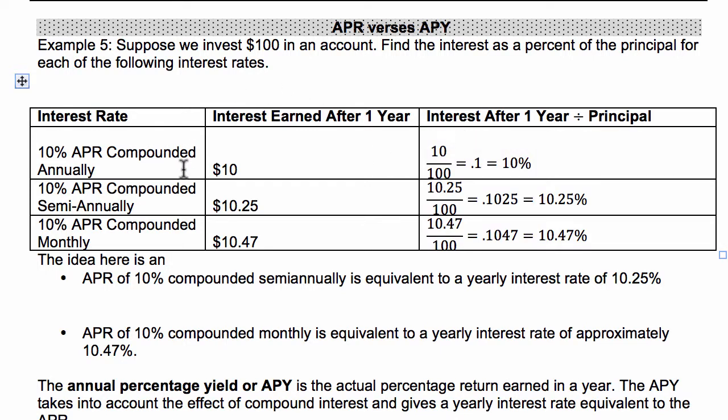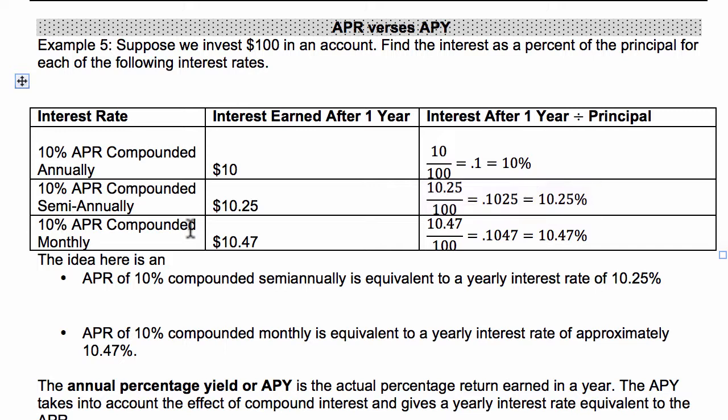Notice when the APR was 10% compounded annually, our actual percentage return was also 10%. That is, our $100 principal increased by exactly 10%. When our APR was 10% compounded semi-annually, our actual percentage return after 1 year was 10.25%. That is, our $100 increased by 10.25% after 1 year.